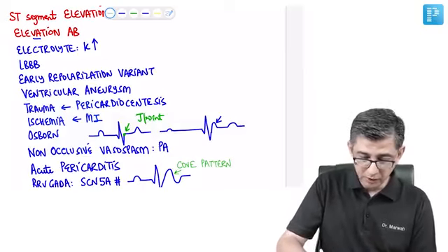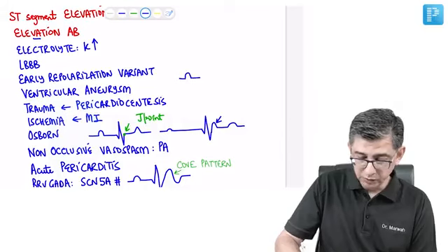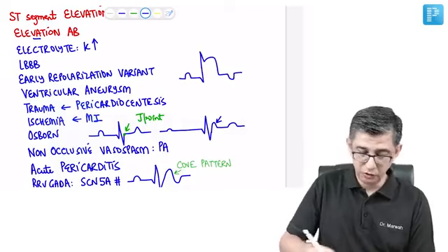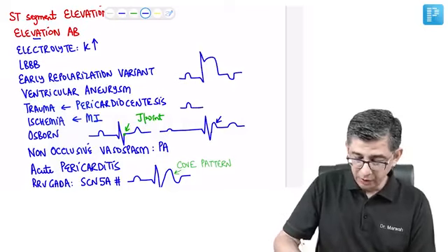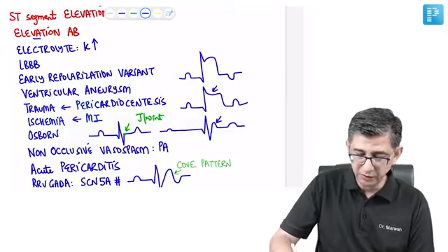For MI, I can still draw it. This was convex in upward direction with the T wave inversion. This would be for MI. And for pericarditis, it's gonna be concave in upward direction. As you can see the difference here.